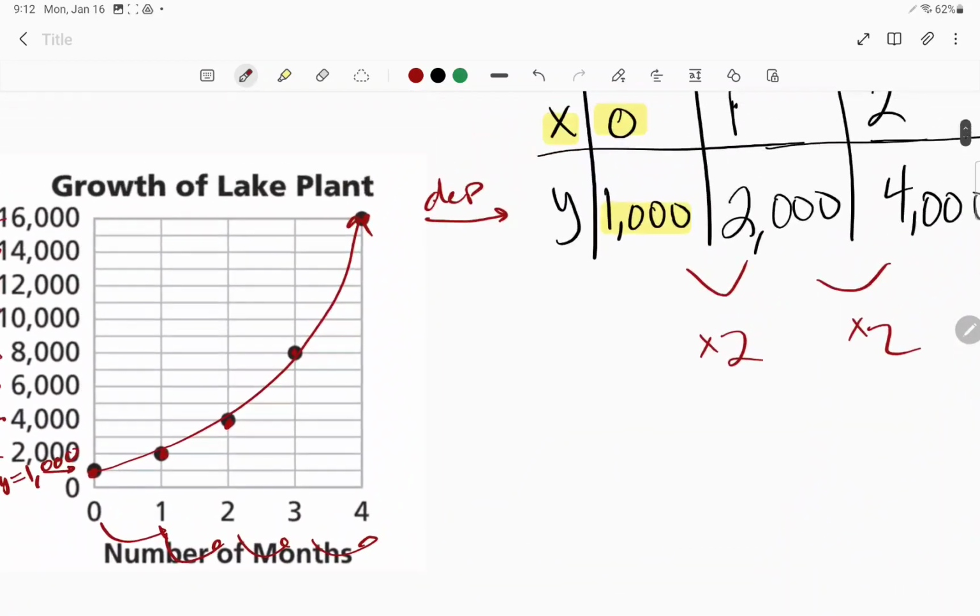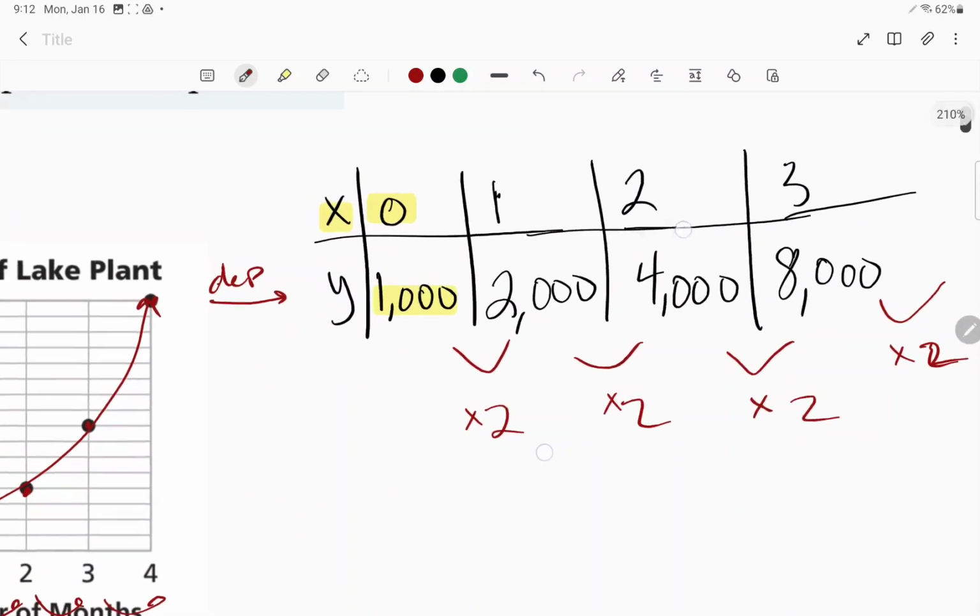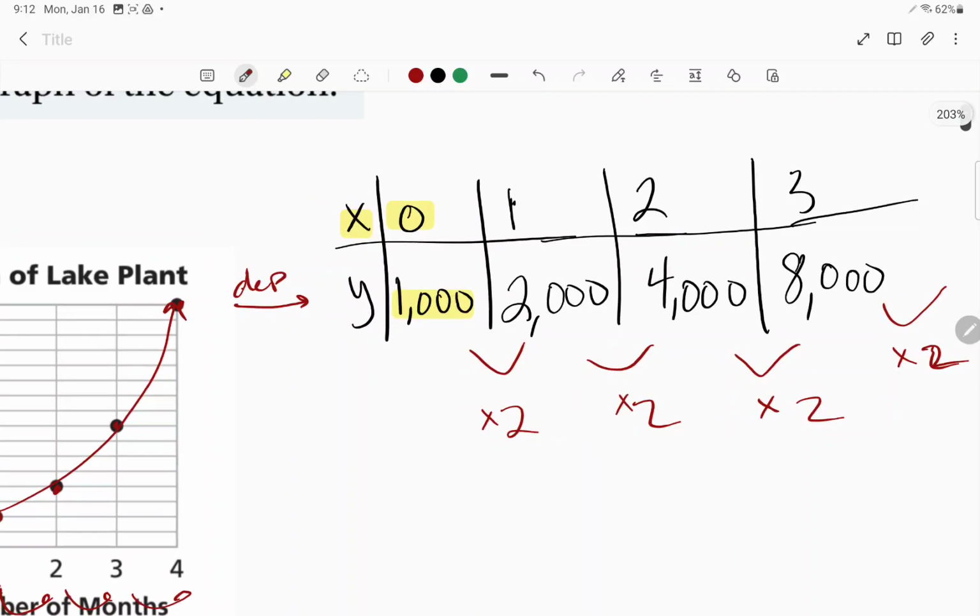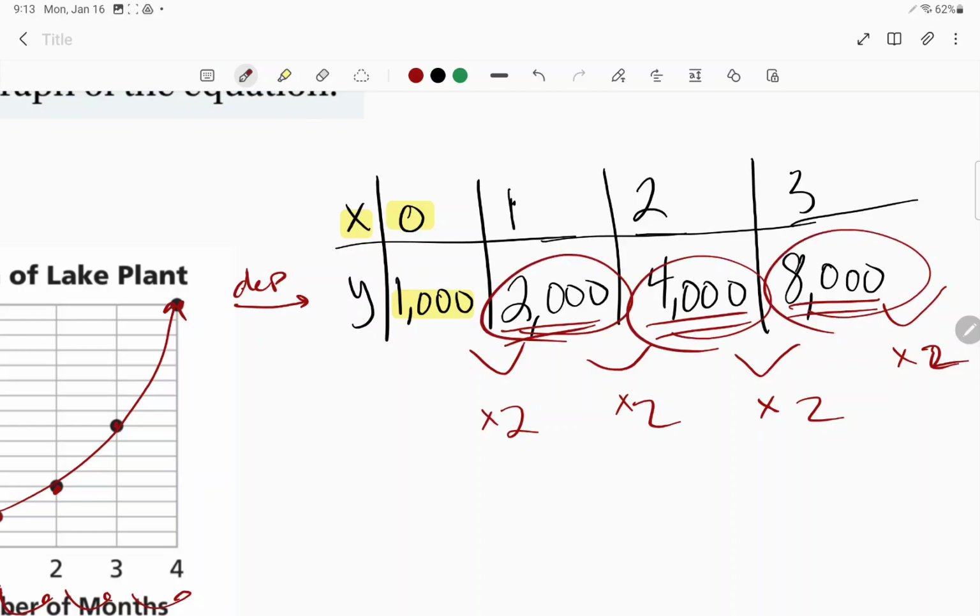Meaning if we look at our table, imagine continuing this, going all the way up to 100 months, 200 months, 300 months. Would there ever be a repeating y value? So would that area of the lake that's covered ever be equivalent to any other month? And if the answer is no, then it's a function. There's no time where any y value in here will ever be the same because it is always increasing.